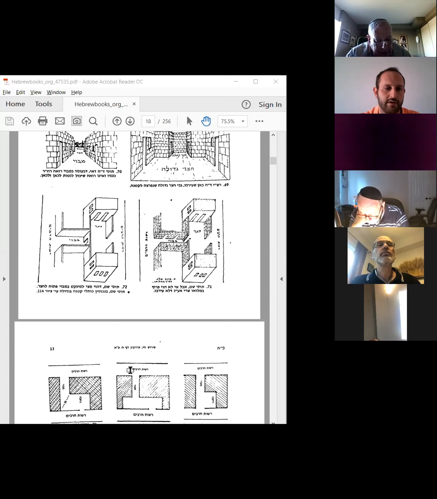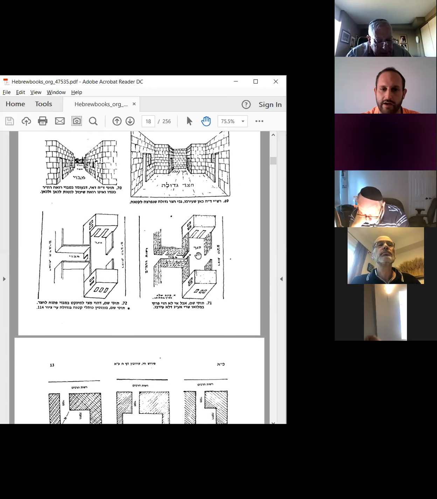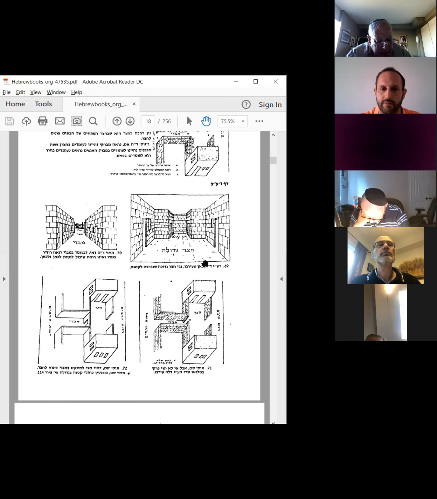So that would be diagram number 69, that photo, right? So we've got the small chatzer there and the large chatzer there. The large one you'd be allowed to use, but the small one you wouldn't be, which looks a lot like our case with the mavoi. We have the chatzer there, and instead of the second chatzer, that's the mavoi. Right, so it seems it should be a direct analog.